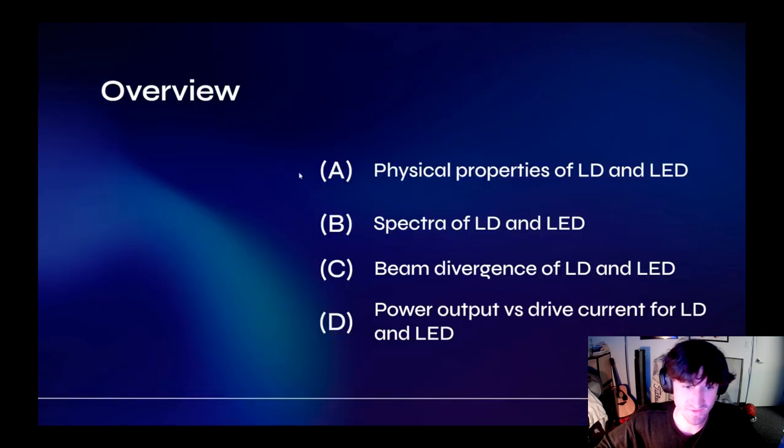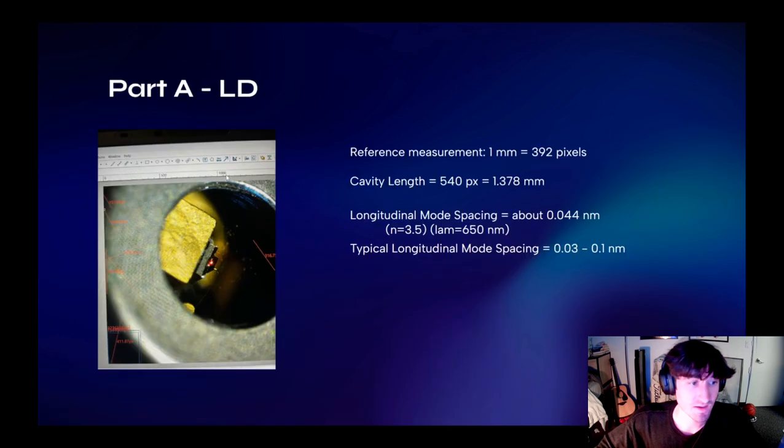The overview: we looked at the physical properties, the spectra, the beam divergence, and the power output versus drive current for both LDs and LEDs. For part A, looking at the LD first, we had a reference measurement of 1 millimeter on a ruler of about 392 pixels, which gave us, after measuring, a cavity length for the LD of about 1.4 millimeters. Using that to calculate the longitudinal mode spacing with n equals 3.5 and the wavelength of a typical LD, we got 0.044 nanometers, which is in the realm of a typical longitudinal mode spacing for an LD.